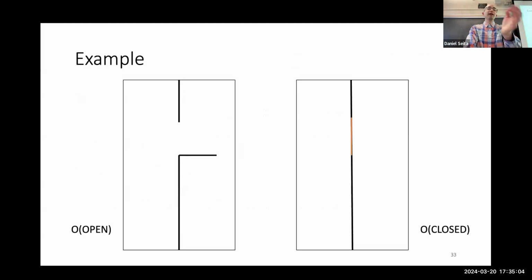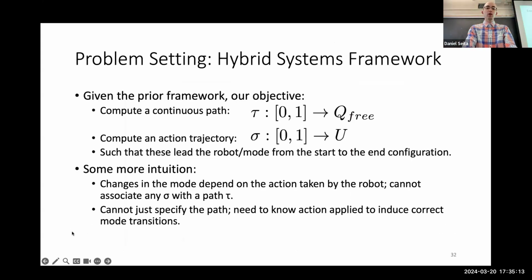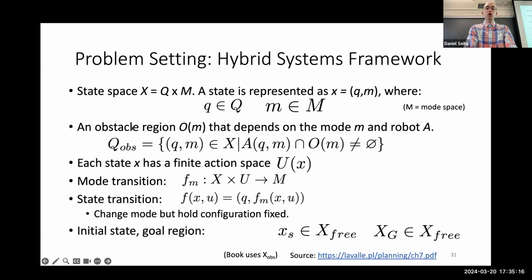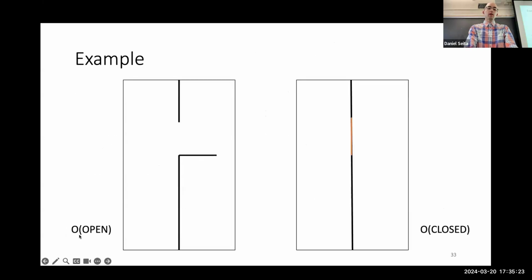Here's a very simple example. You have two modes, open and closed, right? And now what is O? O is your obstacle region that depends on the mode M, so you have O of M. This O is representing the obstacle. When you open the door, it is still an obstacle, it just changes where it is. So you cannot go from over here directly down here because the door is now in the way.